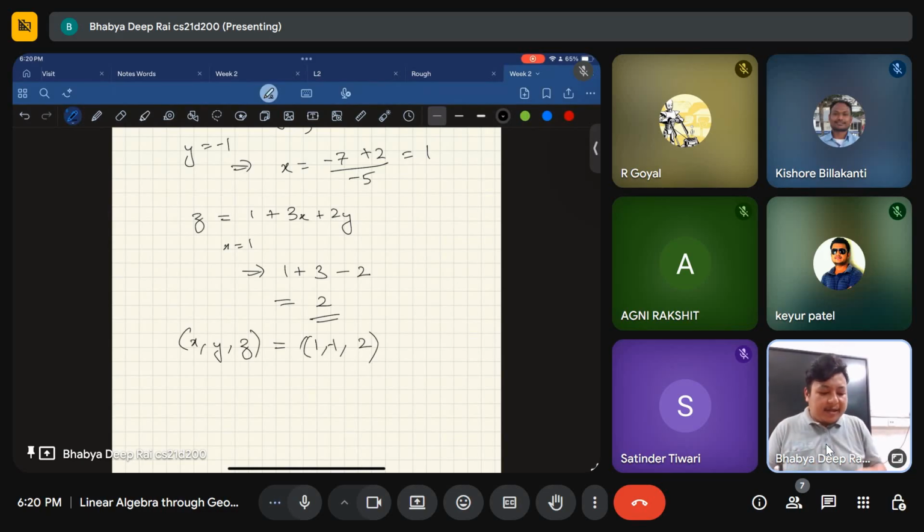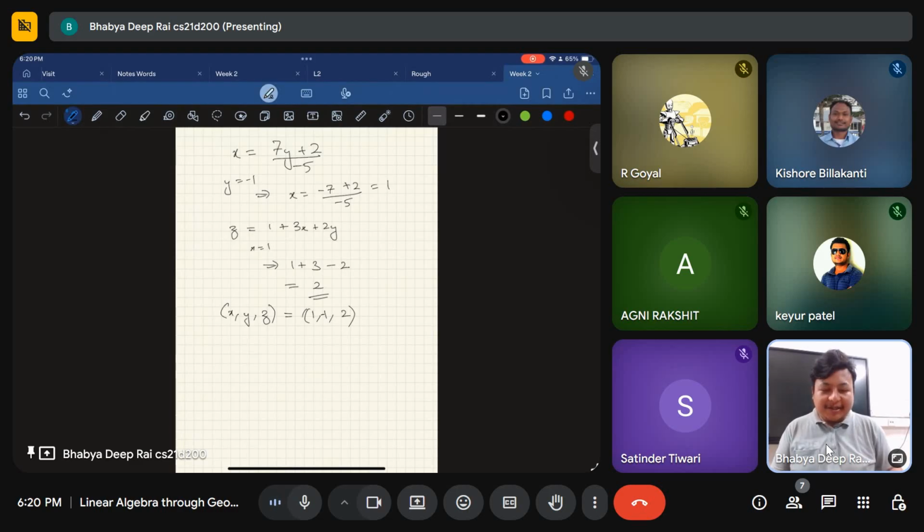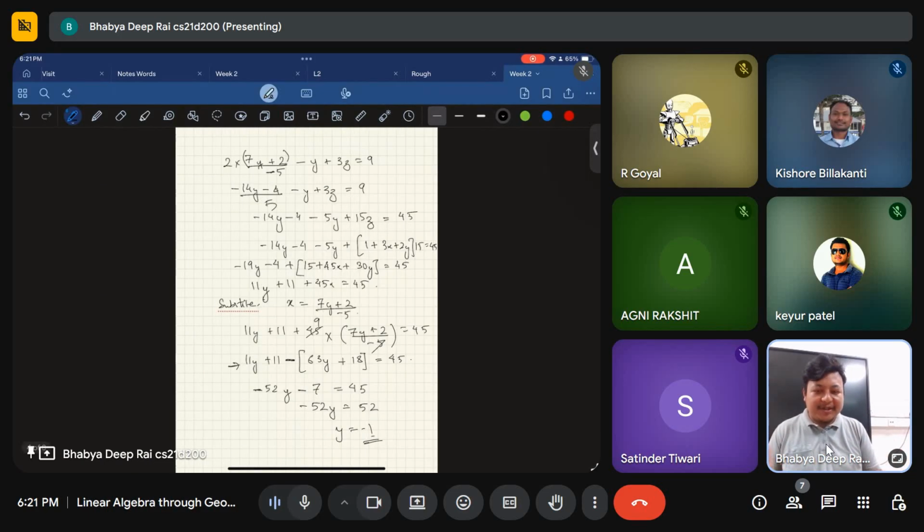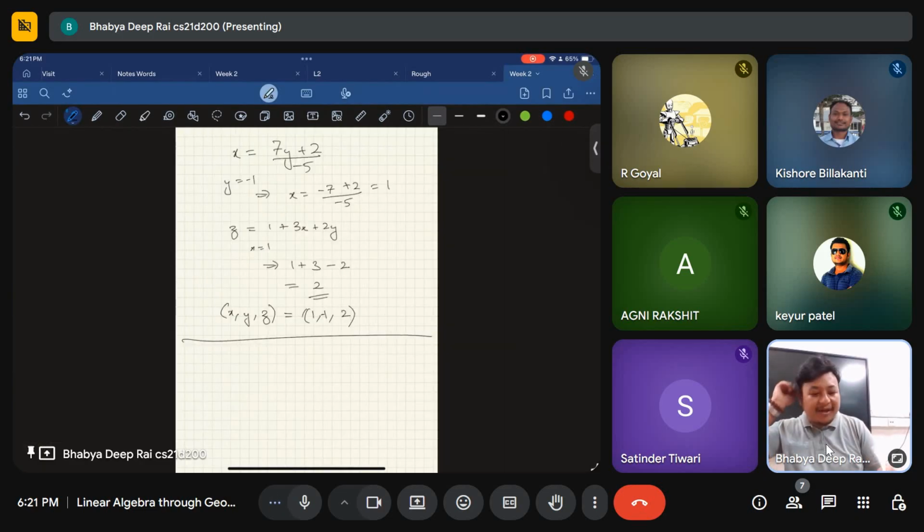Okay. And what does it mean geometrically? Well, geometrically it means that there are these planes, and they all meet at this particular point. Now we want to do it using Gaussian elimination, but before that I want to just show it geometrically.